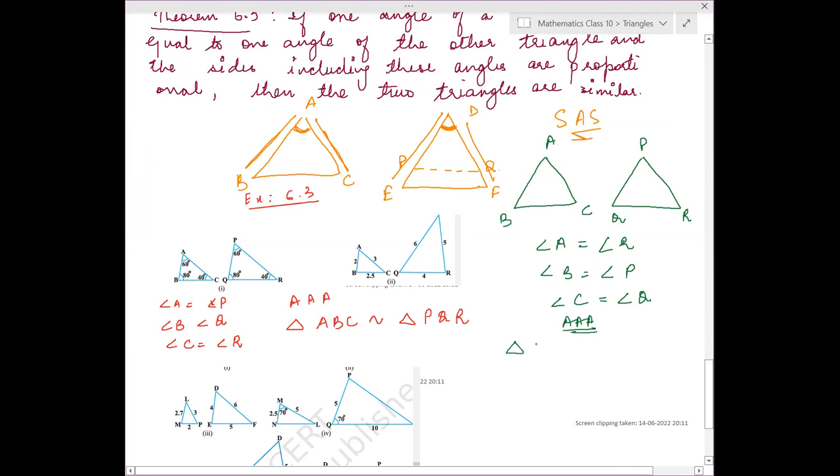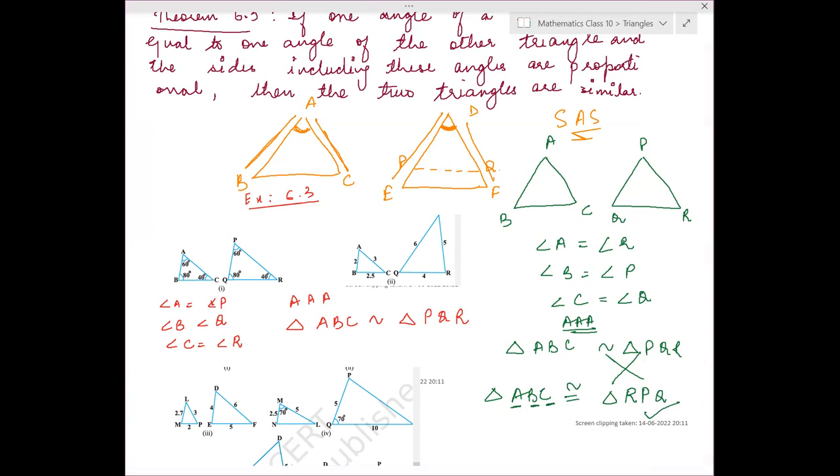So I'll write them like this. If I write triangle ABC is similar to triangle PQR, this will be wrong. Okay, this is a wrong way of writing. I'll write the corresponding angles accordingly. So triangle ABC. Now, which angle is equal to angle A? Ma'am, angle R. So I'll start with R. Then which angle is equal to B? Angle P. And which angle is equal to C? Angle Q. So this is the correct way of writing. Understanding? Yes, ma'am. Okay, so you have to note that clearly.